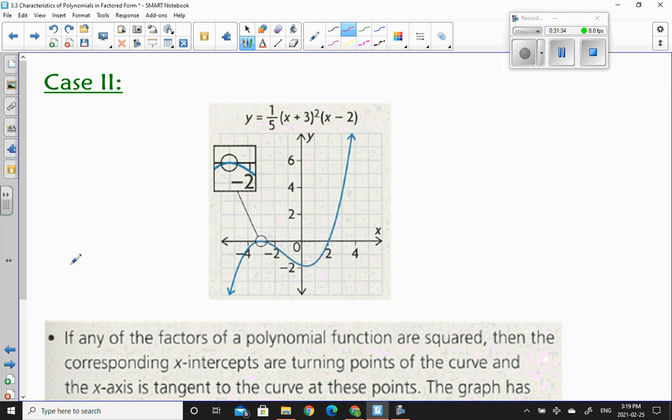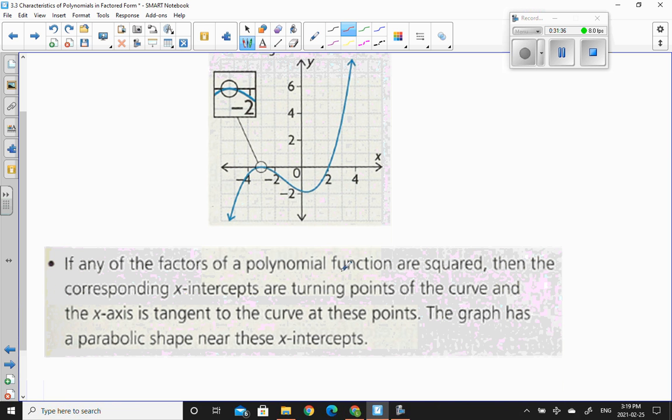So if any of the factors of a polynomial function are squared, then the corresponding x-intercepts are turning points of the curve, and the x-axis is tangent to the curve at these points. So the x-axis is tangent to this curve, and you can see that there's a turning point happening at x equals -3. The graph has a parabolic shape right here.